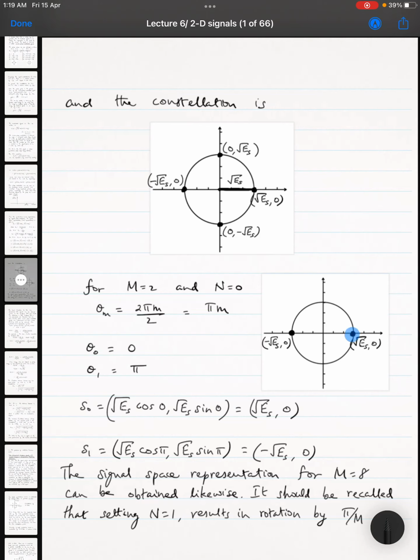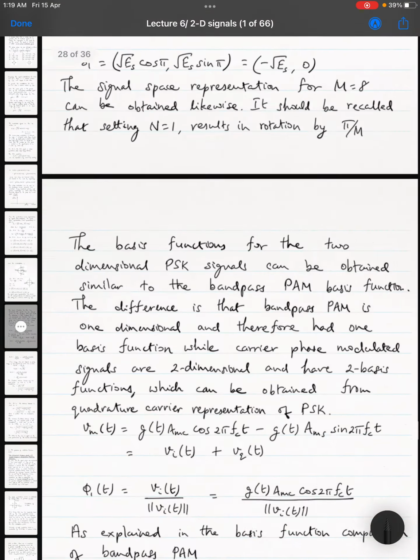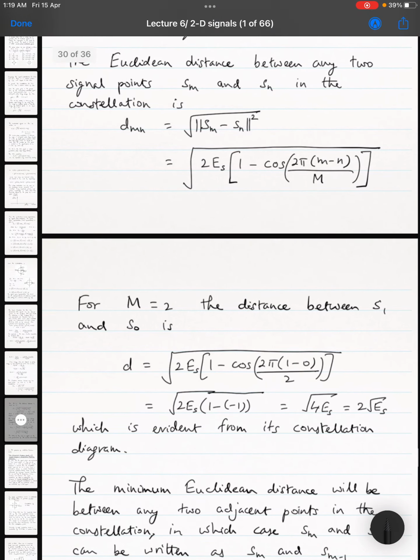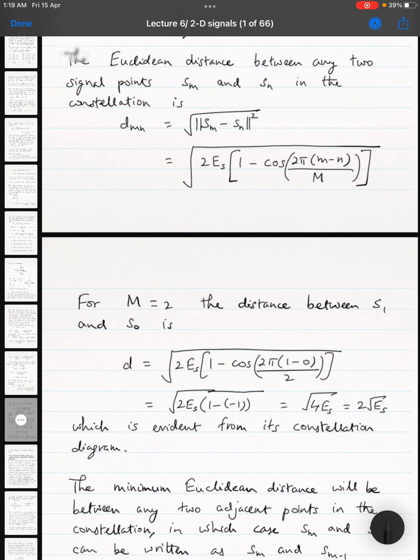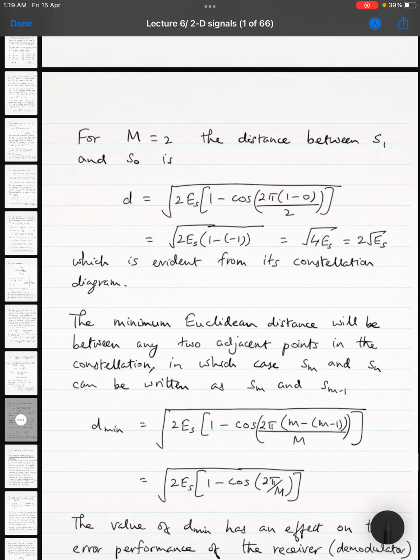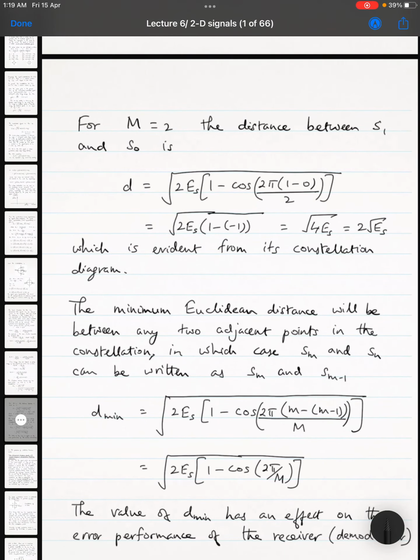So from the origin, one point is to the right at a distance of root Es. The other point is to the left by a distance of root Es. So the total distance between the two is 2 times root Es, which is exactly what we get from this expression. And similarly, we can compute the distance between any 2 points for any constellation, for any value of m, that is.